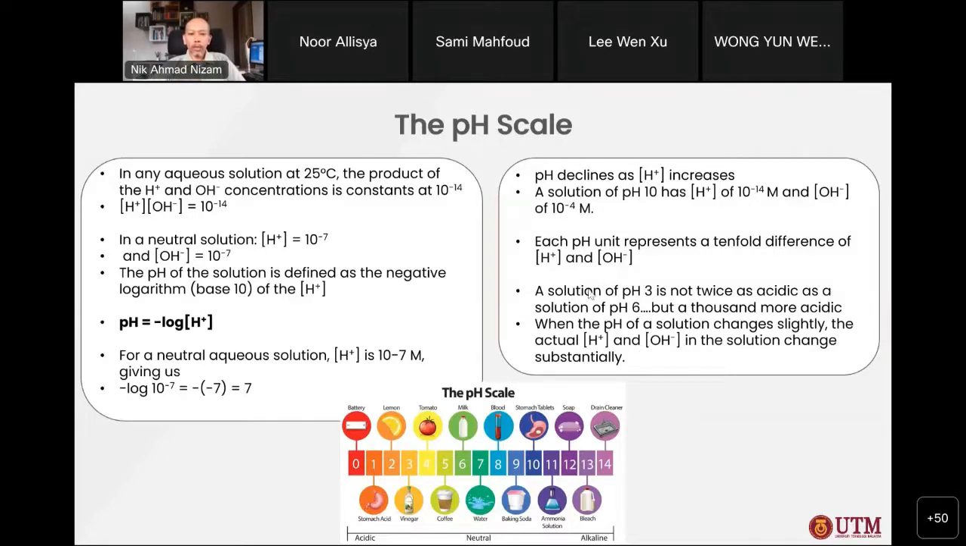A solution of pH 3 is not twice as acidic as a solution of pH 6, but 1,000 times more acidic. When the pH of a solution changes slightly, the actual concentrations of hydrogen ion and hydroxide ion in the solution change substantially. So that's why it's very significant between one pH and another pH.